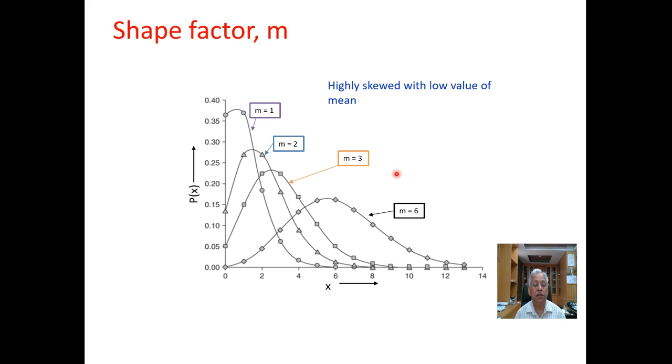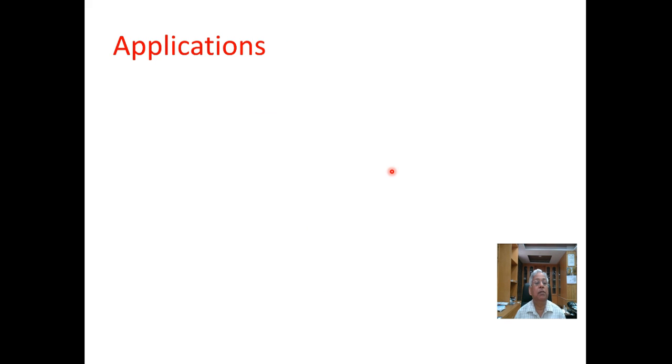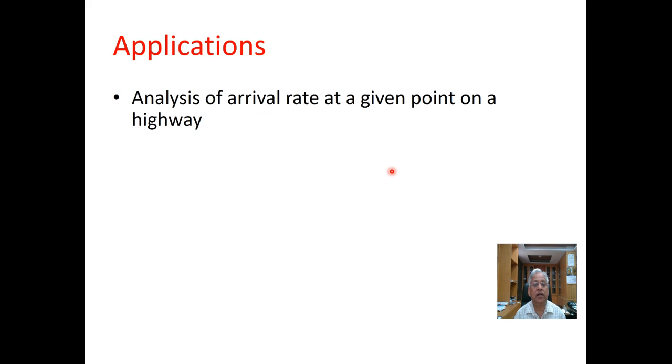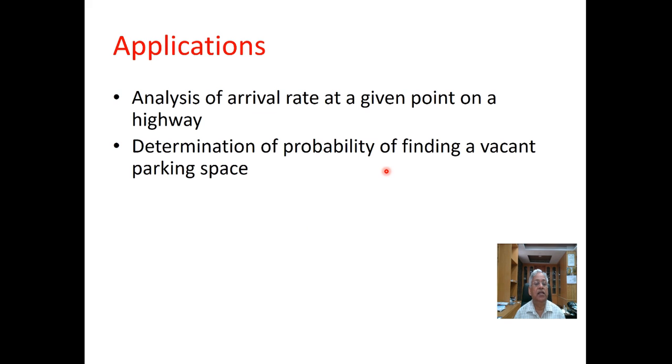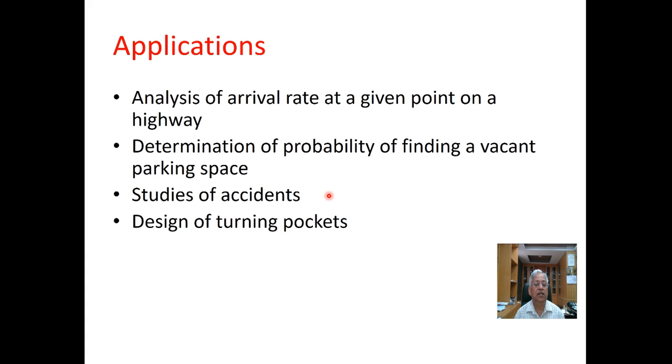If you see the applications of Poisson distribution, they are in the analysis of arrival rate at a given point on a highway. It can be used to determine the probability of finding a vacant parking space. It can also be used to study accidents at an intersection or on a highway, or to design the turning pockets at an intersection. And there can be several other applications which you can find either in transportation engineering or in traffic engineering. Any random event can be modeled using this distribution.